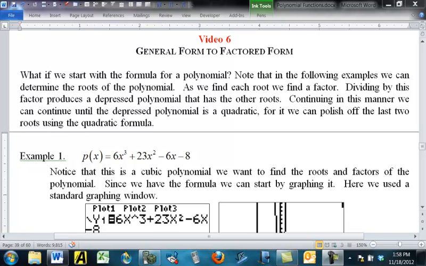So we continue in this manner to divide out until finally we get the depressed polynomial down to a quadratic. If it's a quadratic, we can polish off the last two roots by the quadratic formula. So in this manner we can find all of the roots of any polynomial that has all rational roots or all rational roots except for two.